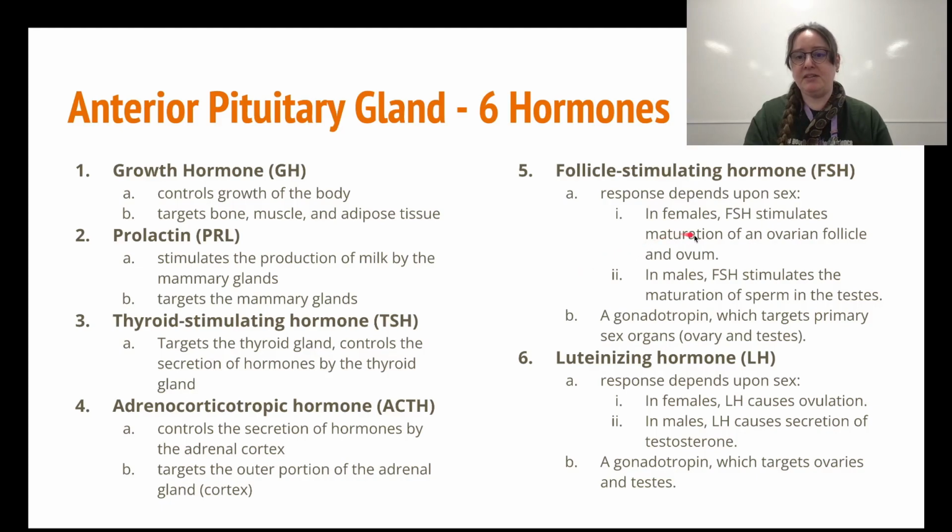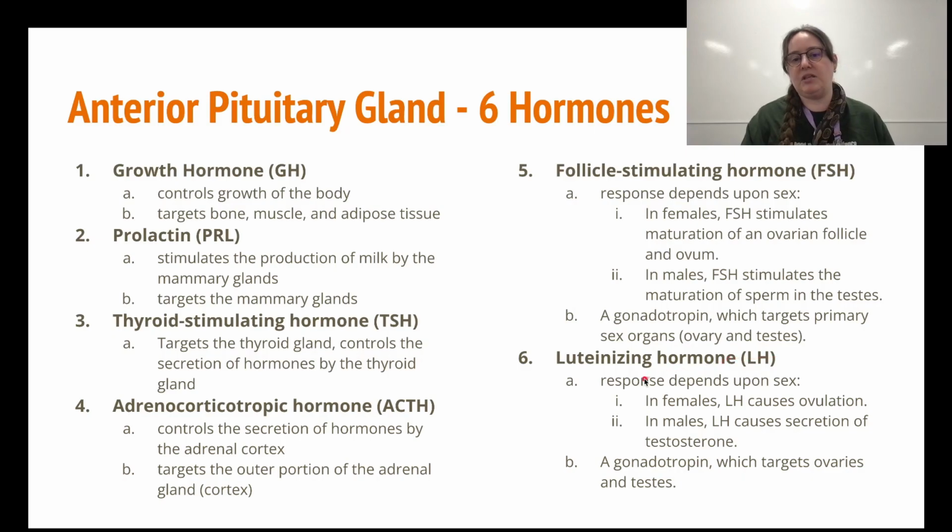In females, follicle-stimulating hormone stimulates the maturation of the ovarian follicle and ovum. And in guys, it stimulates the maturation of sperm in the testes because they too have to gestate before you can release them. So it's a gonadotropin, which targets primary sex organs, which is the ovaries for us ladies and the testes for the guys.